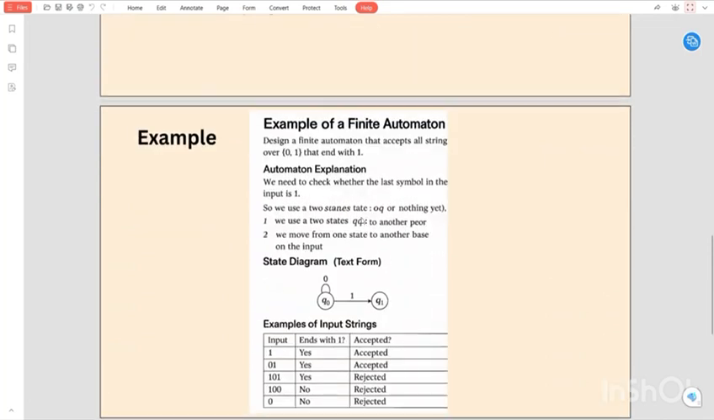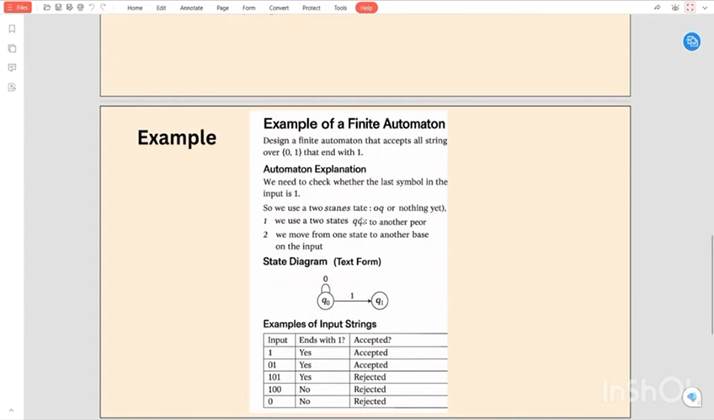For example, we define a finite automata. Design a finite automata that accepts all strings over 0 and 1 that end with 1. Here we need to define a finite automata in such a way that it takes any number of zeros but it ends with 1. Here we need to check whether the last symbol in the input is 1 or 0. So we took two states, Q0 and Q1.